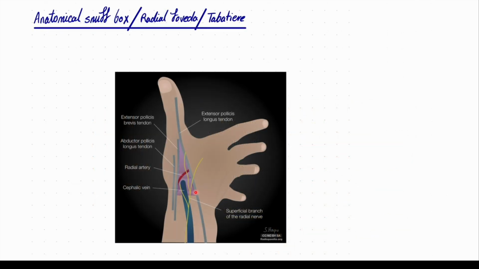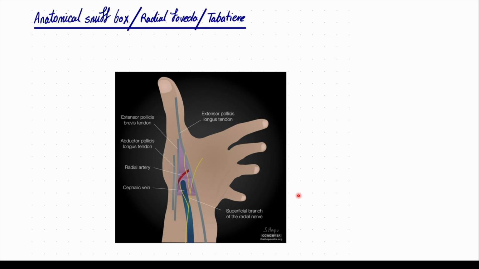And the last thing we're going to talk about today is anatomical snuffbox, or also called radial fovea or tabatière. The snuffbox is bordered on the ulnar side by extensor pollicis longus, or basically the third compartment, and on the radial side by pair of parallel tendons of extensor pollicis brevis and abductor pollicis longus, so basically the first compartment. And the floor is made by scaphoid and trapezium bones. If you're confused about it, scaphoid and trapezium both end the same way, okay?